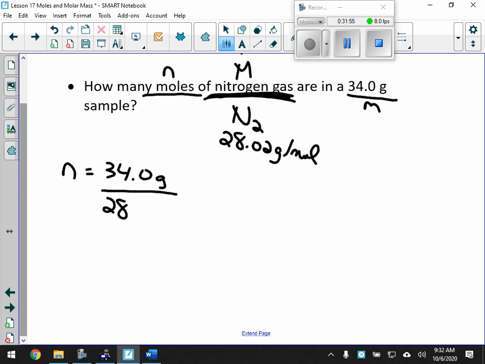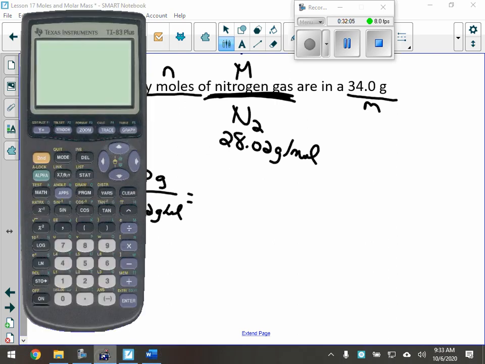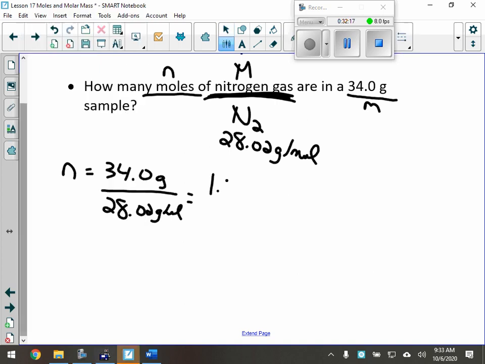That goes there, of course, that's little m, 28.02 grams per mole here. And we're going to divide those two, and we should get, what did I say, 34. Let me try to turn this on again here. There we go. 34 divided by 28.02, 2 nitrogens, 1.2134. Okay? And again, grams will cancel with the grams, and we're going to be left with 1 over moles, which basically turns out to be moles, yes?